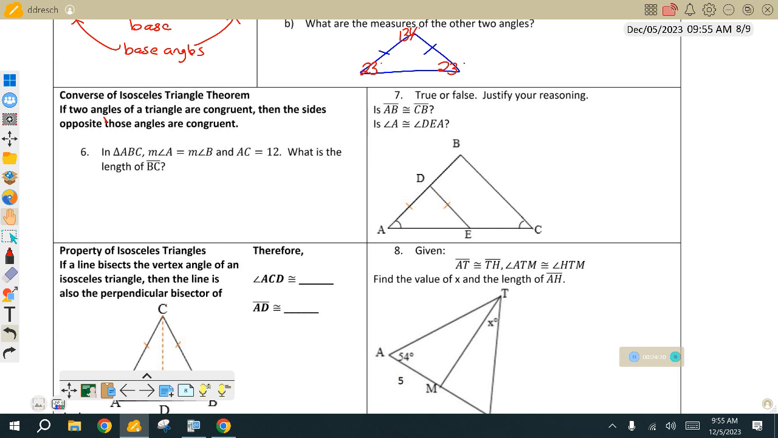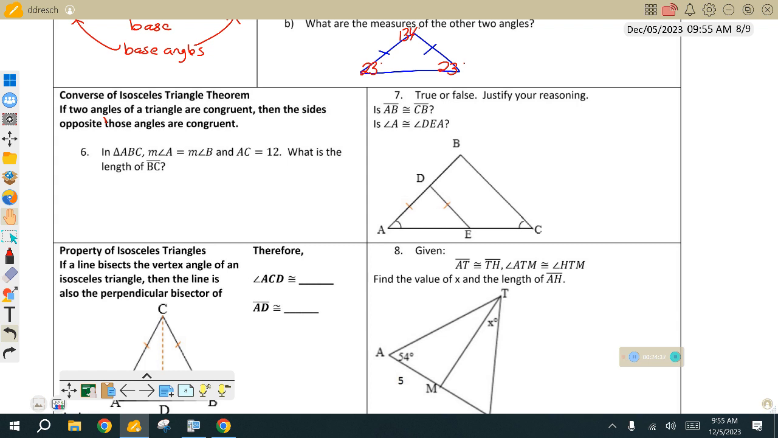If two angles of a triangle are congruent, then the sides opposite those are congruent. We've already kind of talked about that. So draw me out a picture and tell me what's the length of BC, or if you can visualize that in your head. Cool, great. What's happening there? Okay.